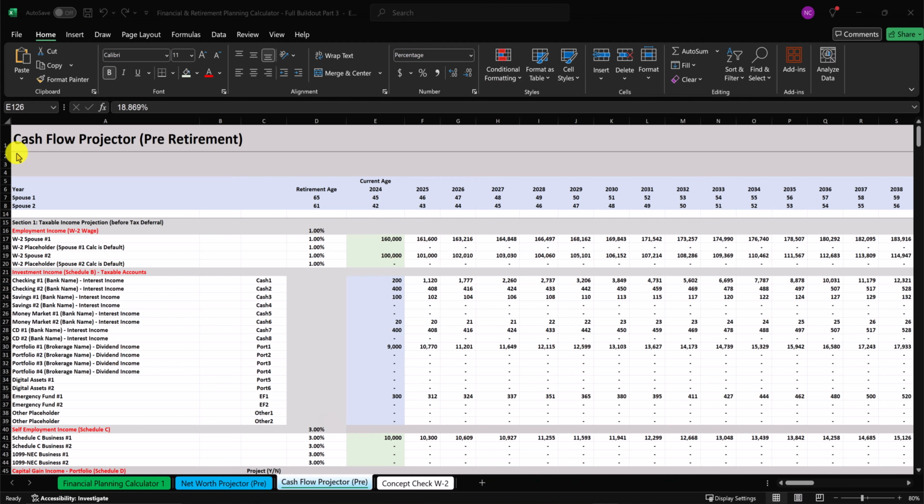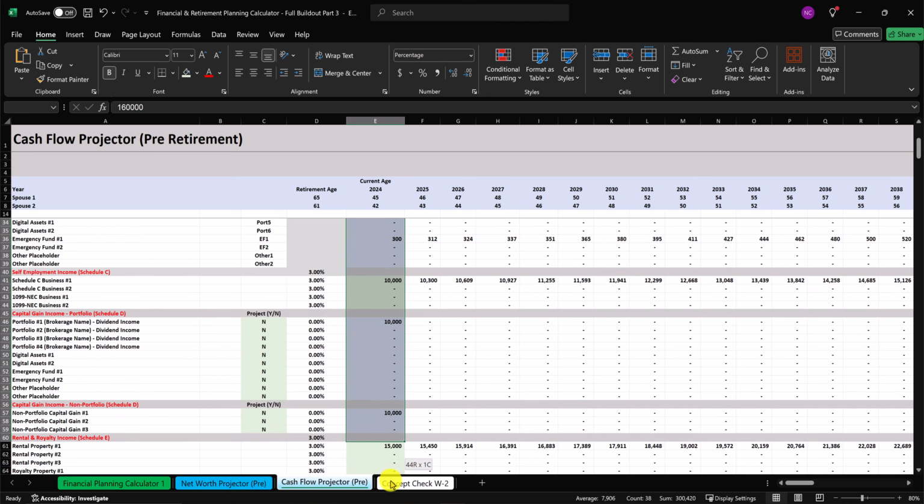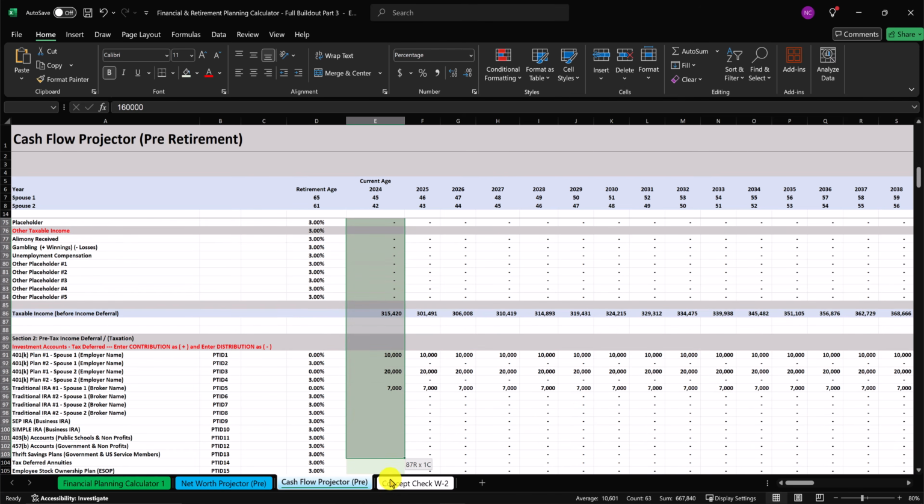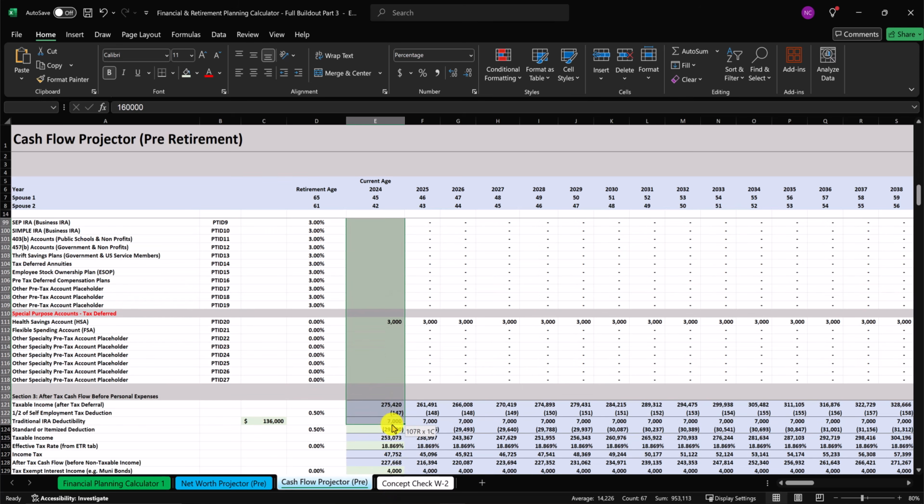All right, so we're back over here on the cash flow projector tab for pre-retirement purposes. And the first thing we want to realize in this video is that this entire section right here, starting at W-2 wages and then scrolling down all the way through these different items, all the way down to our tax calculation, which starts right here, all the way down to this number right here on this line, income tax. This entire section that we just highlighted represents our tax return for the current year. And while taxes is certainly not the only component of our financial plan, it is the first component that we're going to start with on this particular tab.